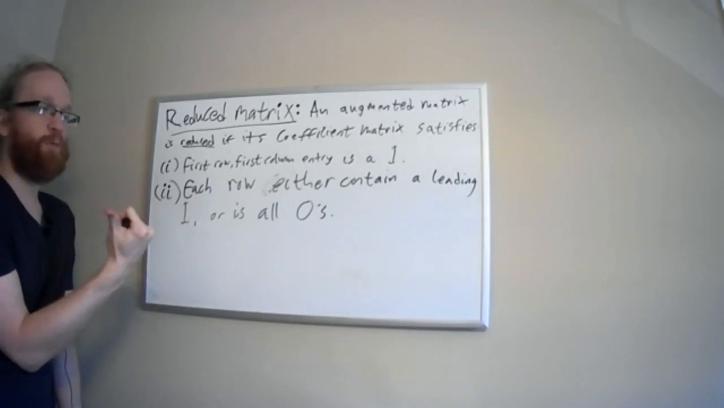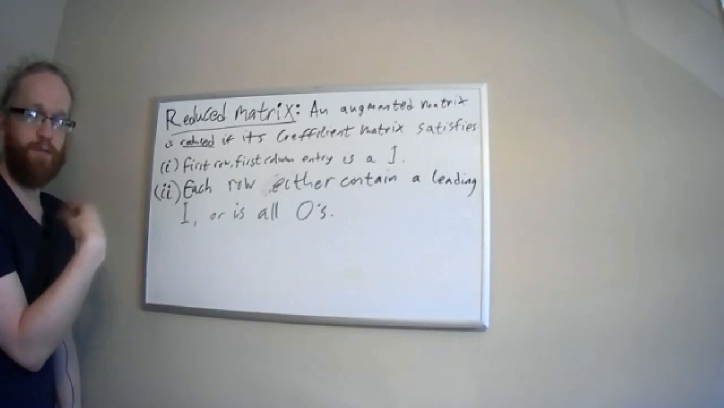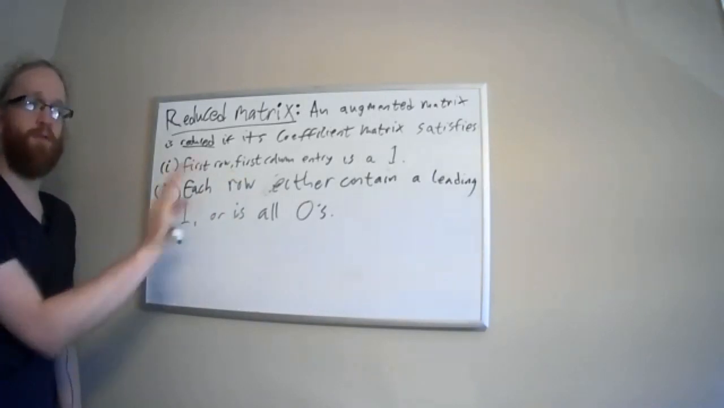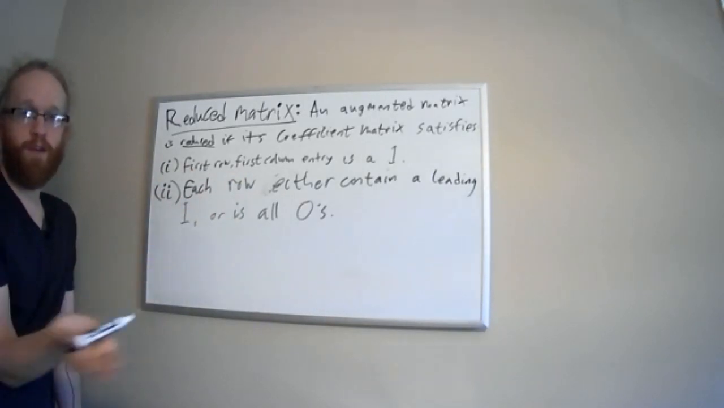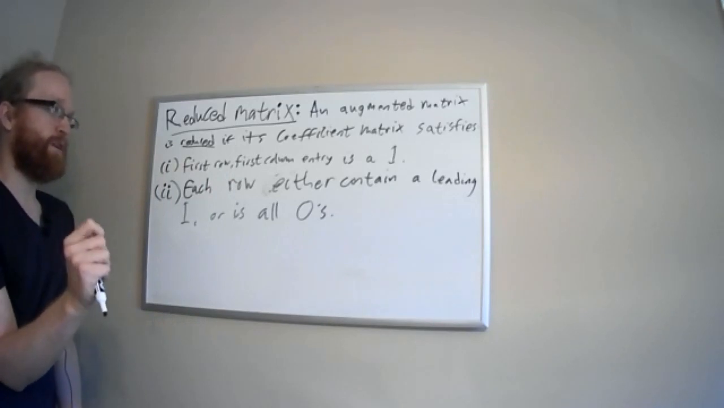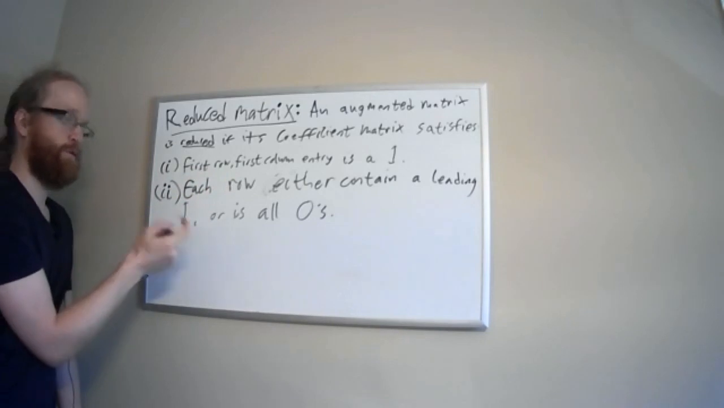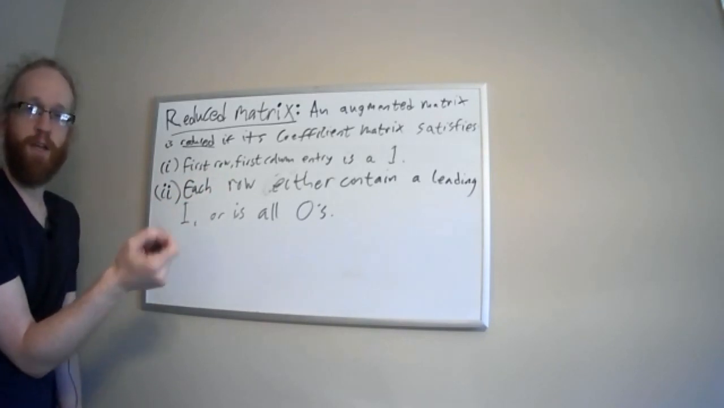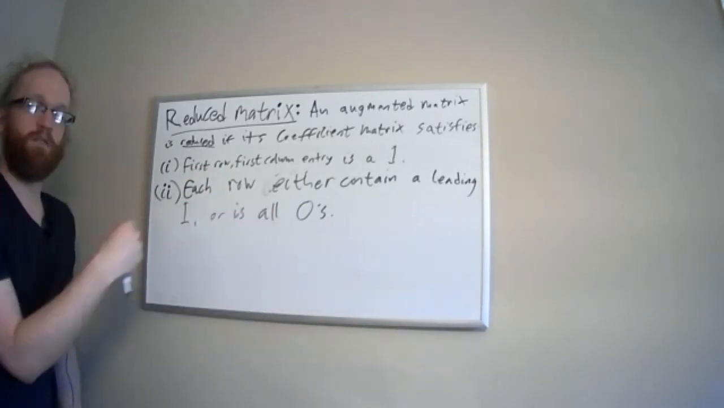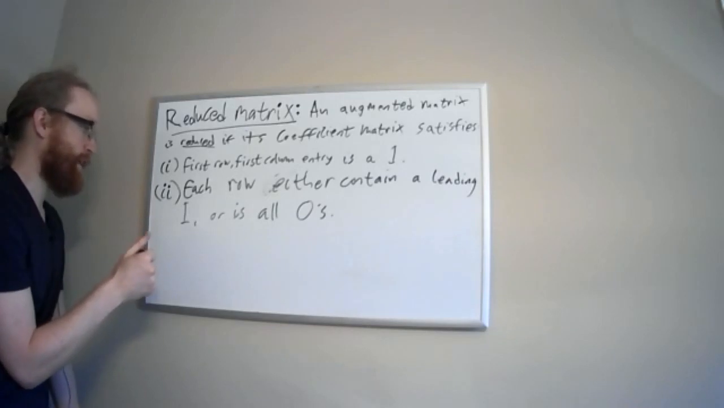If they contain a leading 1, then the stuff to the left of the 1 is 0 already, but the stuff to the right can kind of be anything. So it doesn't matter what's happening to the right if it has a leading 1. So the rows will either have a leading 1 in them, or they will just all be 0 in that row. So you can have rows that are entirely 0, and that's fine. That'll definitely happen.